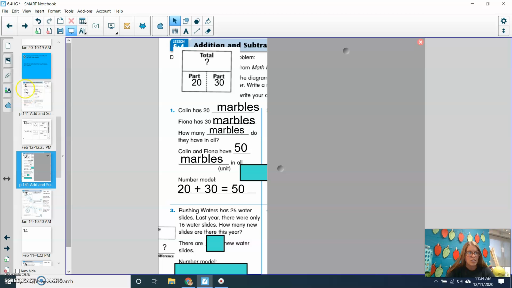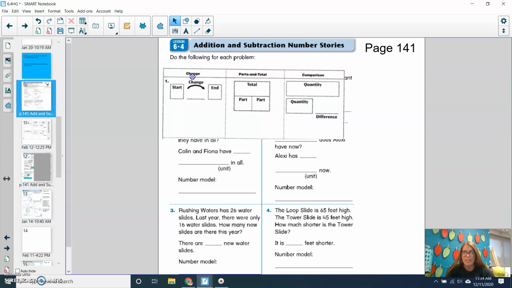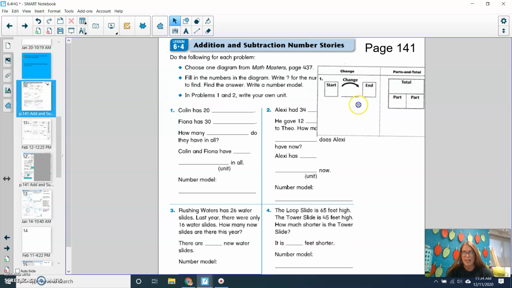So now I want you to try problems 2, 3, and 4. And again, think about which of these diagrams would be the most helpful to plug in your information. Press pause and play when you're ready to check.